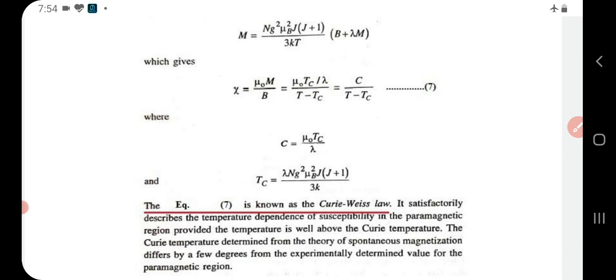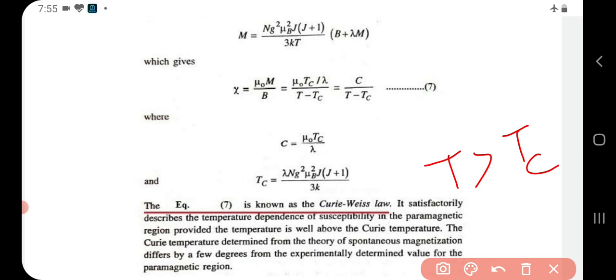This equation 7, that is chi equal to C by (T minus Tc), is known as the Curie-Weiss law, and it describes the temperature dependence of susceptibility in the paramagnetic region, provided the temperature is well above the Curie temperature, that is the condition T greater than Tc. Now the Curie temperature determined from the theory of spontaneous magnetization differs by a few degrees from the experimentally determined value for the paramagnetic region. No need of writing that sentence. It is enough you stop by writing up to here.